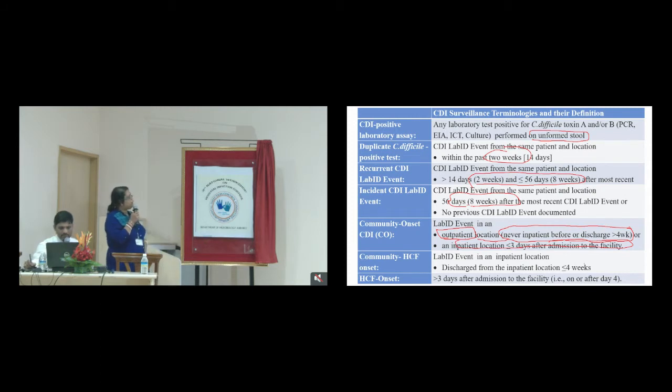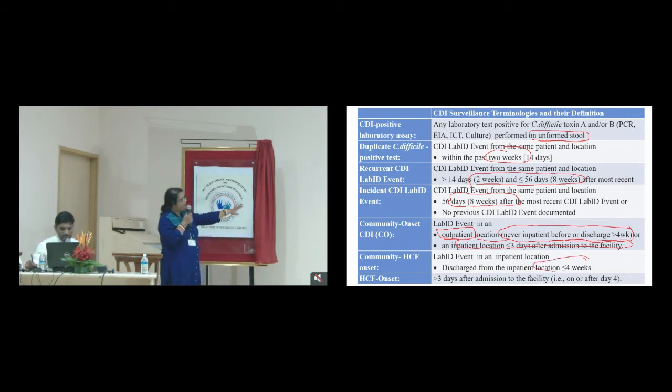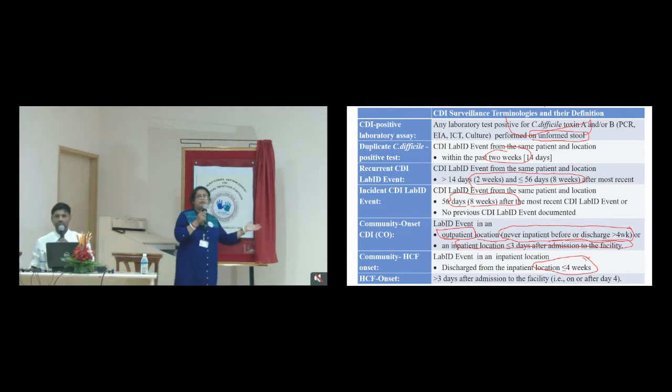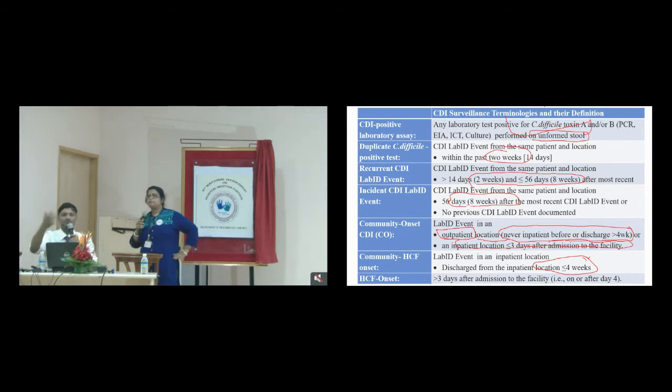Then you have the community healthcare facility onset, that is if the event occurs and the patient is discharged from the inpatient location in less than 4 weeks. Then you have the healthcare facility onset, more than 3 days after admission to the facility, that is on or after day 4. We do not do surveillance as such in India. It is not done. If you want to do it, then these are the CDC definitions you have to follow.